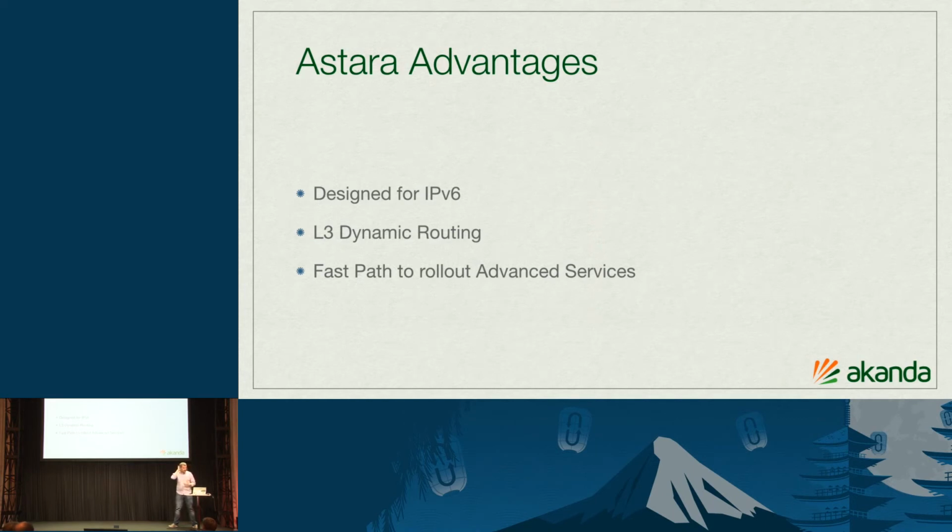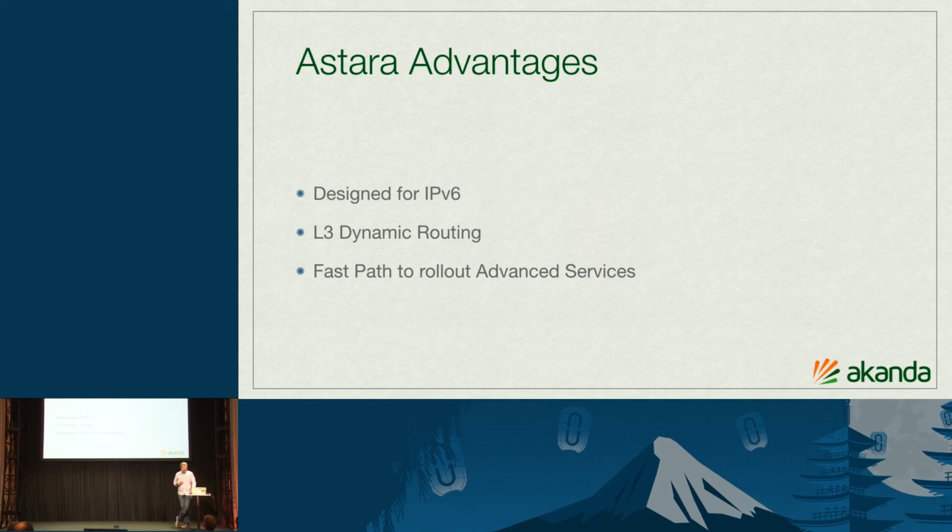Also wanted to support dynamic routing. One of the challenges with v6, even in Neutron today, is that dynamic routing is not supported. Astara does support BGP, OSPF. Whether you want your flavor to be Quagga or Bird, or maybe some proprietary one, Astara can handle that, as well as provide a fast path to rollout for advanced services. So if you have a particular load balancing vendor you want, writing drivers is fairly easy to do.